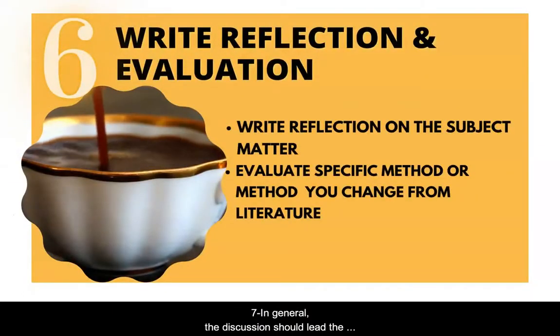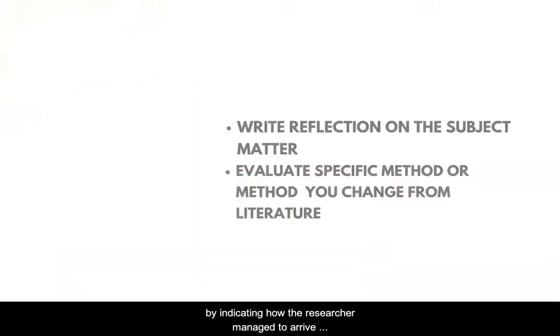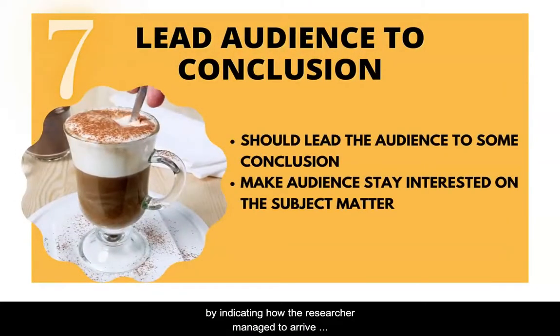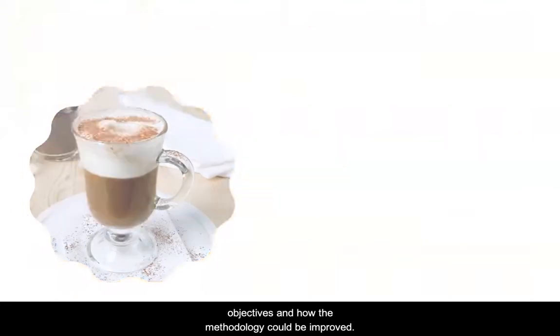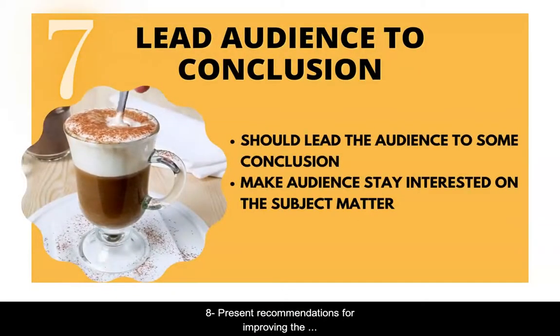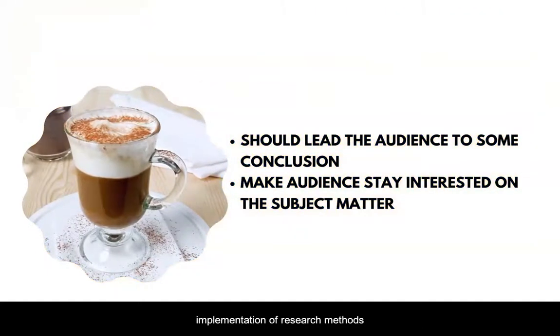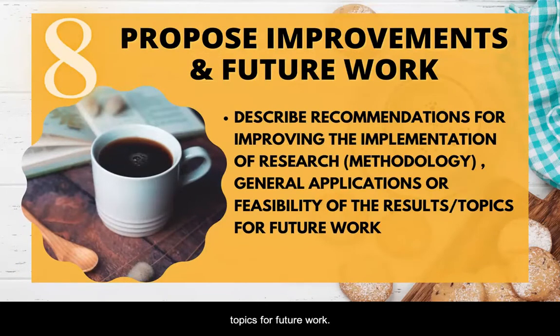As a whole, the discussion should lead the audience to some conclusions, and this is done by indicating how the researcher managed to arrive at that solution, how the researcher achieved the objectives, and how the methodology could be improved to achieve the solution. The final step in writing discussion is to present recommendation for improving the implementation of research methods, general applicability or suitability of the results and topic for future work.